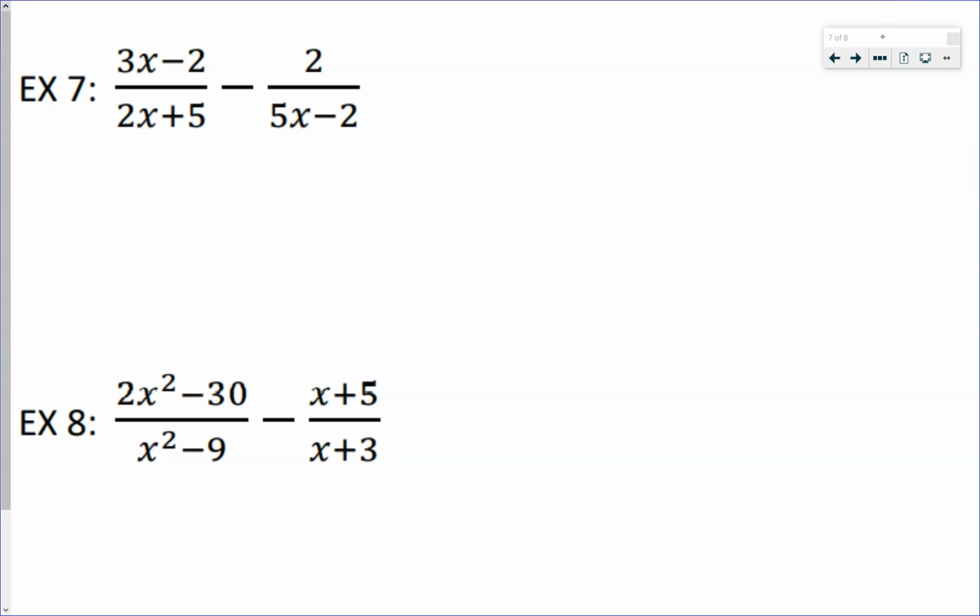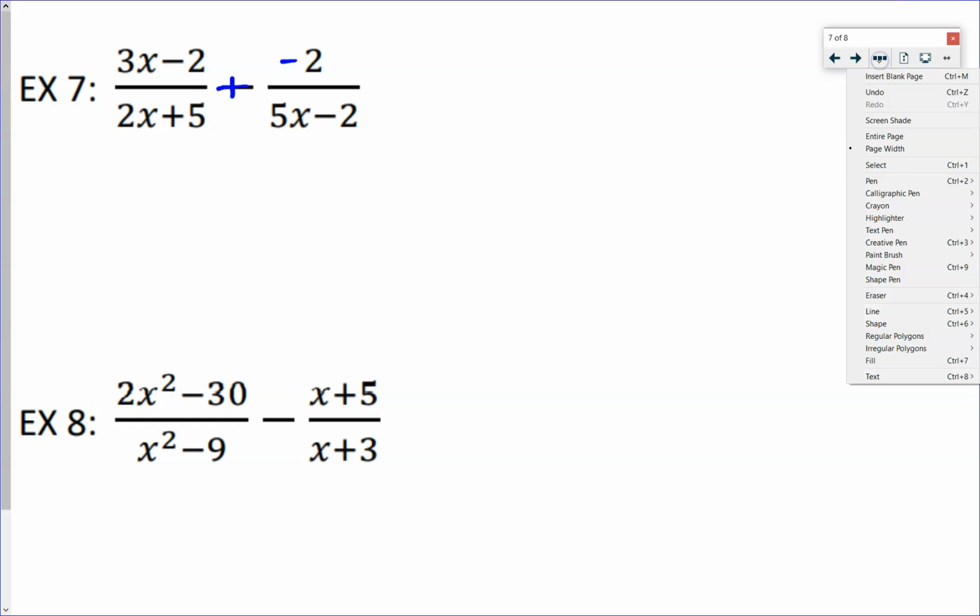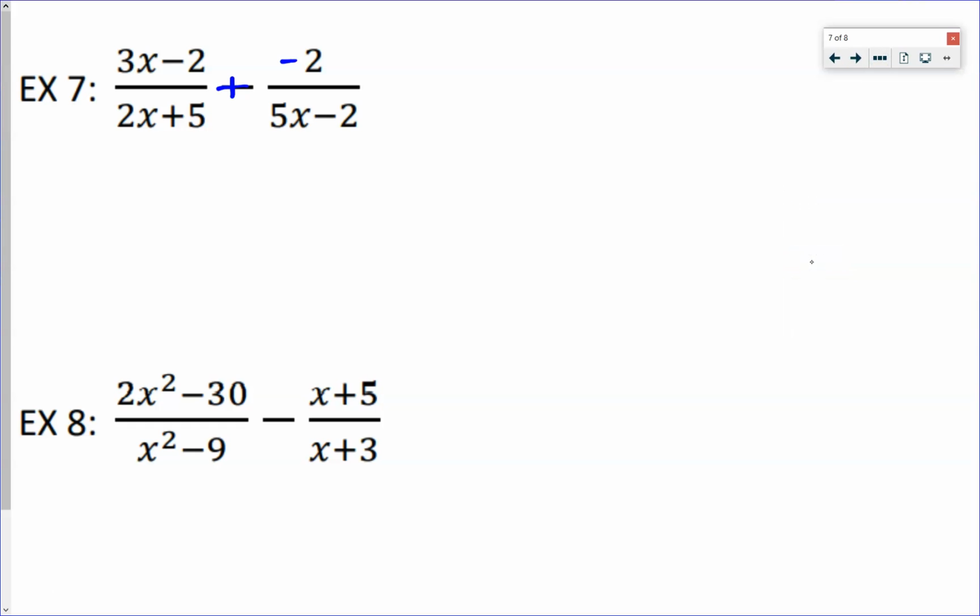Okay. Looking at these denominators, I have 2x plus 5 and 5x minus 2. I cannot factor either one of these. So for them to be common denominators, they both need the other piece. So I need this piece to have 5x minus 2. And I'm going to need this piece to have a 2x plus 5. Now my denominators are both 5x minus 2 and 2x plus 5. Their denominators match.